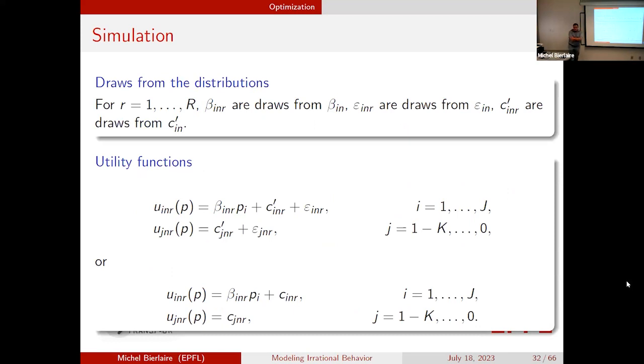Then I use simulation, as I suggested before. So I draw from this distribution, and I can draw from the beta. The beta can be distributed. People may have a different sensitivity to price, people with different income, for example, and so on. And the epsilon, I can draw from it. I can even draw from the constant here. They can be distributed as well. And now I have this specification.